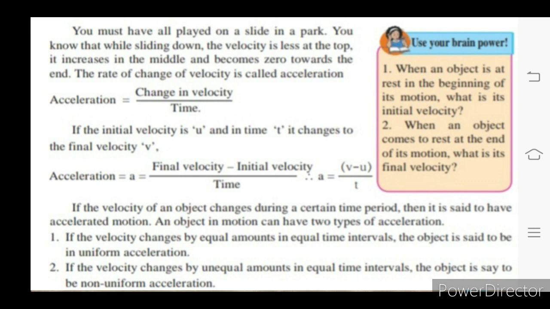There are two types of acceleration. First one, if the velocity changes by equal amounts in equal time intervals, the object is said to have uniform acceleration. And if the velocity changes by unequal amounts in equal time, then the object is said to have non-uniform acceleration. Means in the second case, velocity changes by unequal amounts but the time is the same. That type of acceleration is called non-uniform acceleration.